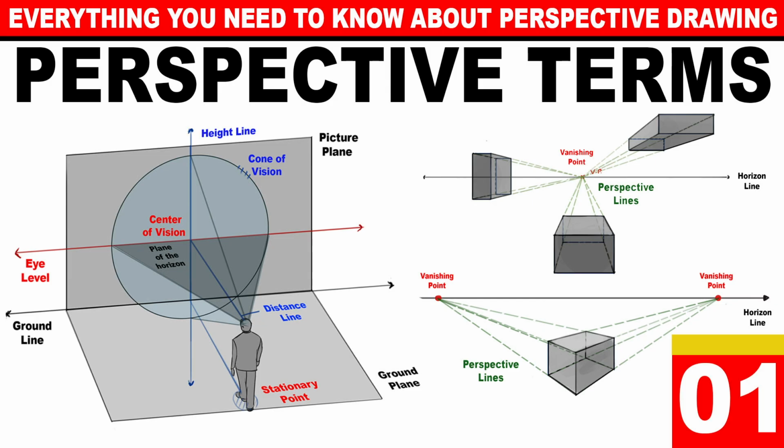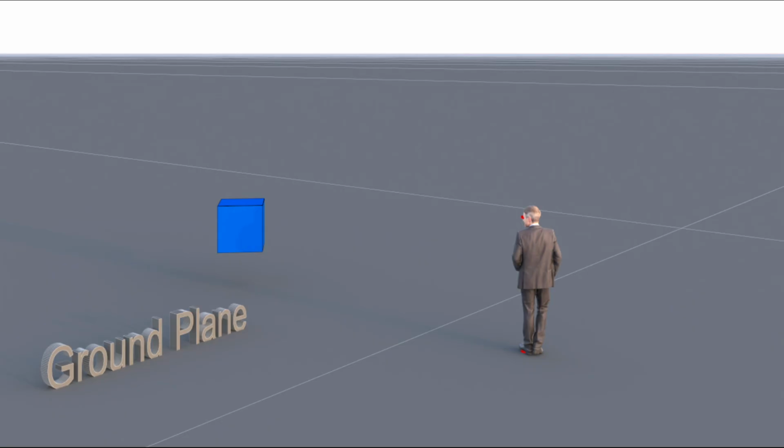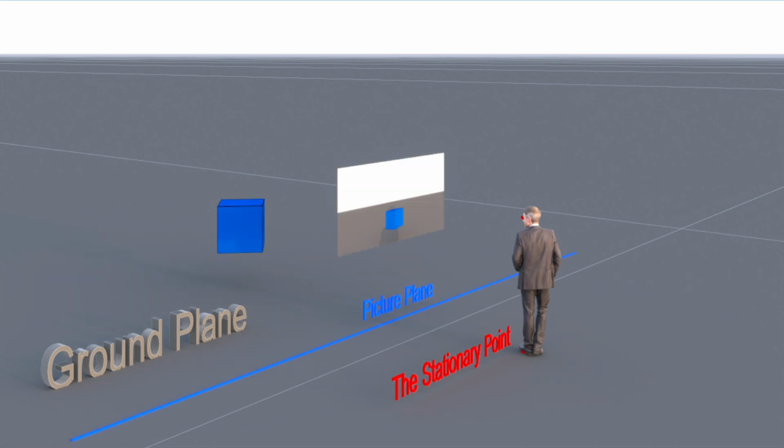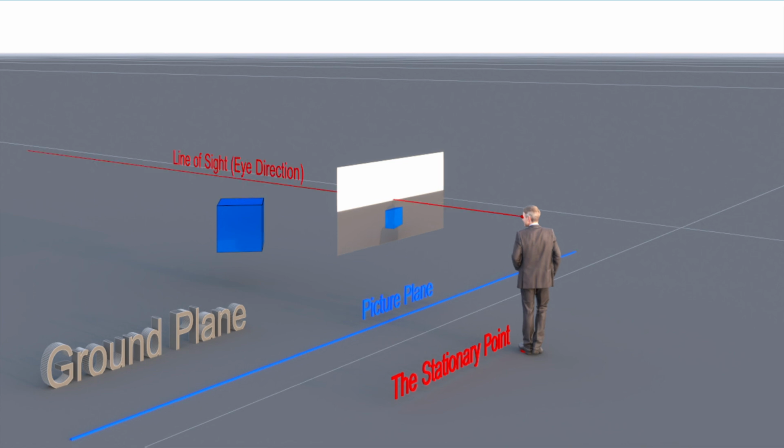So let's go back to the first lesson of perspective, the important terms of perspective. Here we see it in a 3D environment. We have the observer or the viewer or the stationary point. We have the ground plane, the object above the ground, the picture plane or the canvas or the camera picture. This is the place that we record the real world on, between us, the viewers, and the world in front of us. At the eye level, directly perpendicular on the picture plane, we have the line of sight or the eye direction.